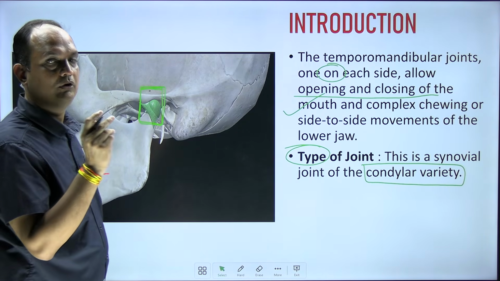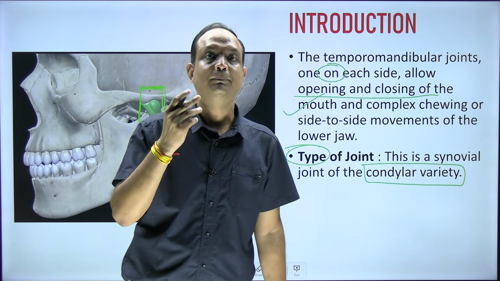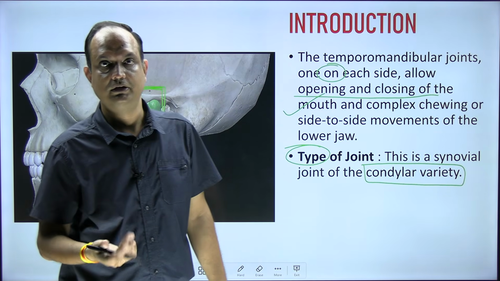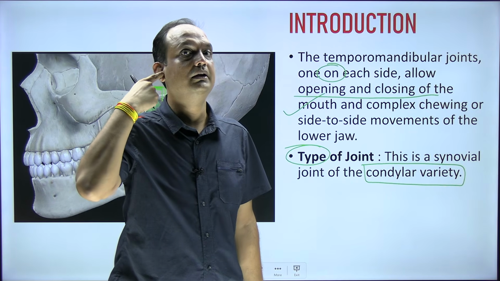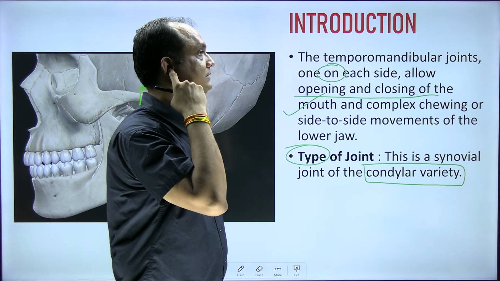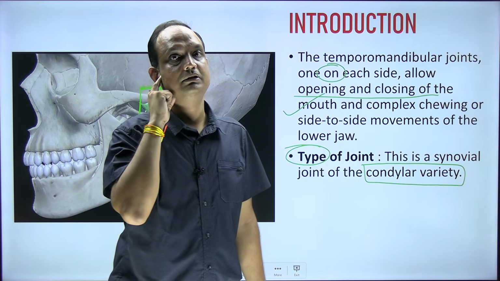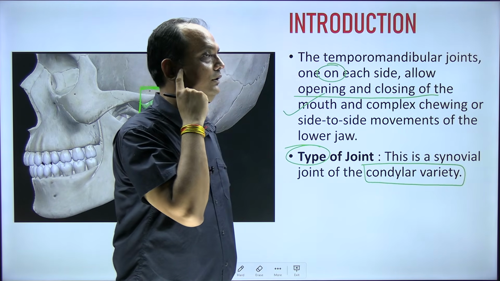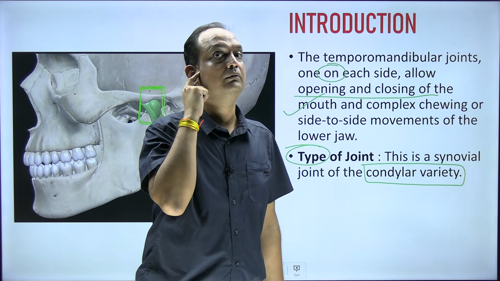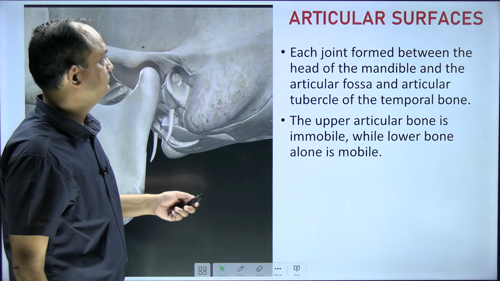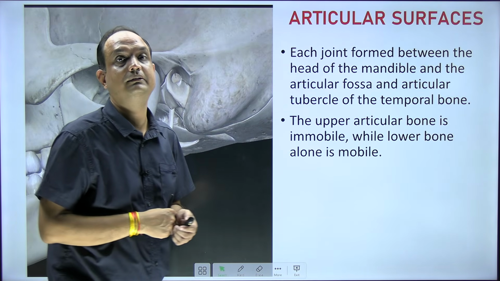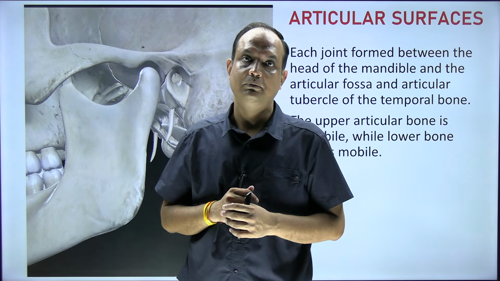Now this is a very commonly asked question in your exam: palpate your temporomandibular joint. Dear students, you have to understand that this is your external acoustic meatus, and you have to keep your finger just in front of the external acoustic meatus. Then when you move the mandible you are able to feel the movement of your TM joint. Clear?